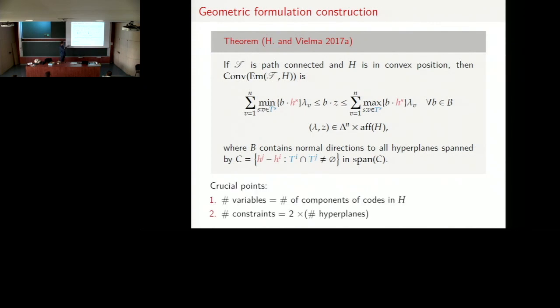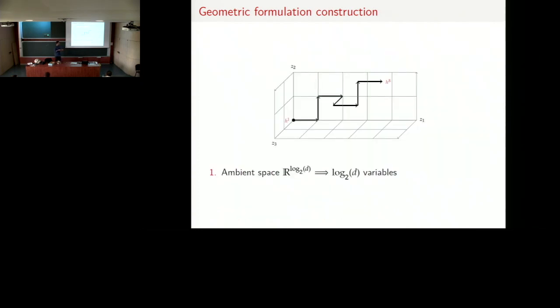And if you do this, you can really quickly read off an ideal formulation whose size is equal to the number of variables equal to the number of components of the codes that I plugged in, and the number of constraints here is just going to be twice the number of hyperplanes that I needed. Right? So a small formulation happens when I can find a small number of spanning hyperplanes for my particular assignments. And you can use this result to build some really weird formulations.